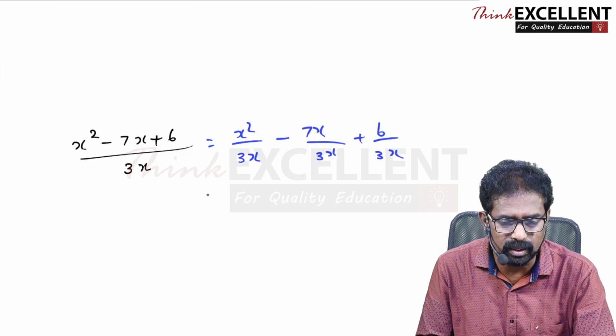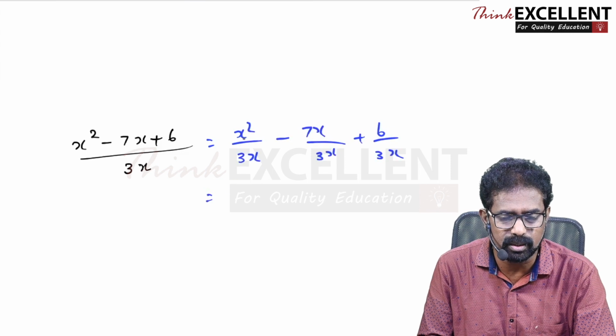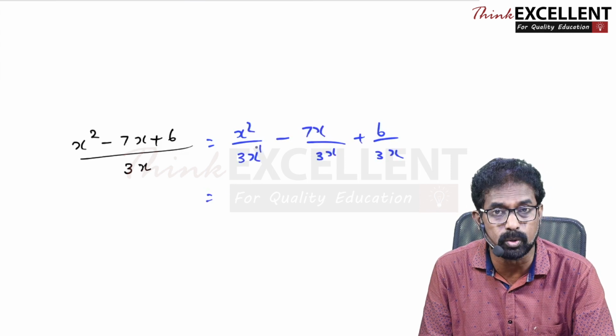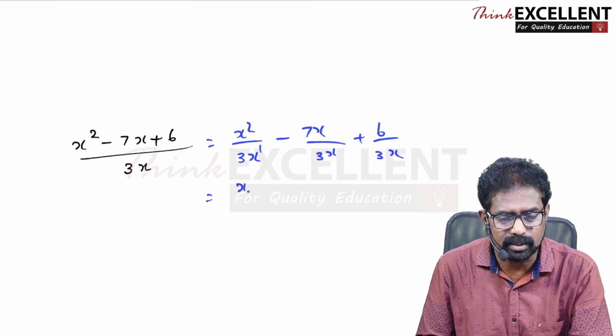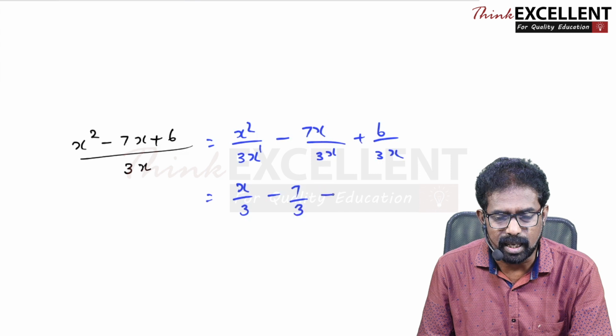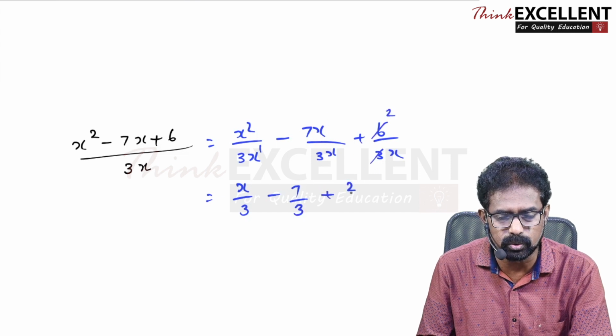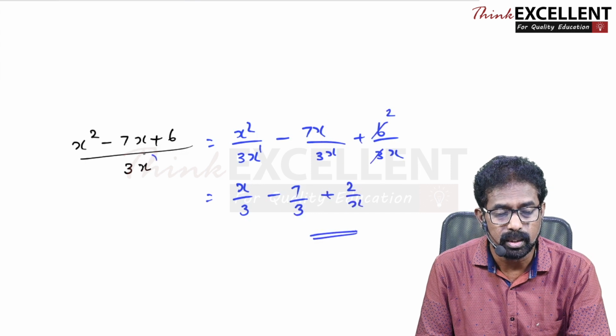Then whatever you can cancel, first one, 1x you can cancel. 2, here 1, power is 1. 2 minus 1 is 1, right? So x by 3 minus 7 by 3, x gets cancelled. Last one, 3 table you cancel, you are getting 2. 3 table if you cancel, you get 2 by x. So like that you can do in the denominator.